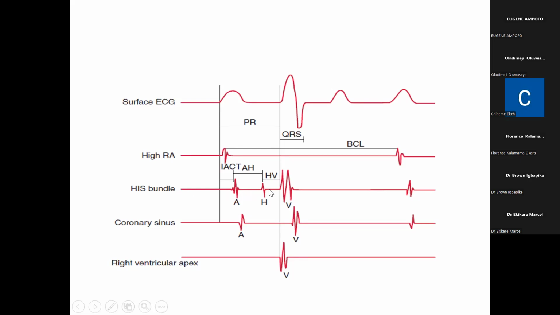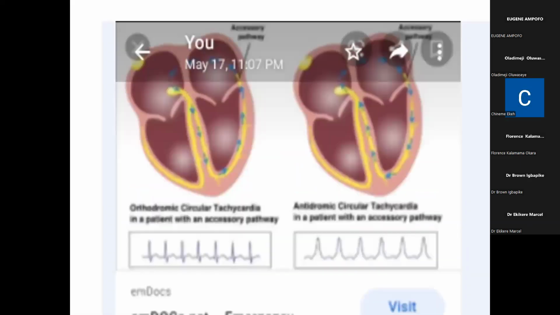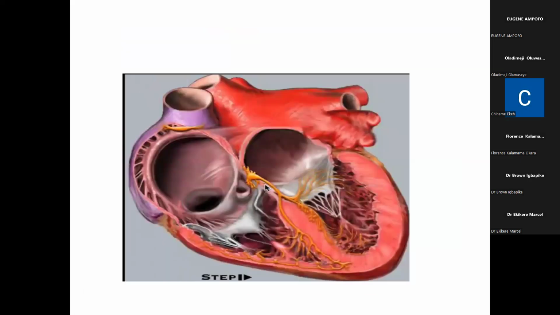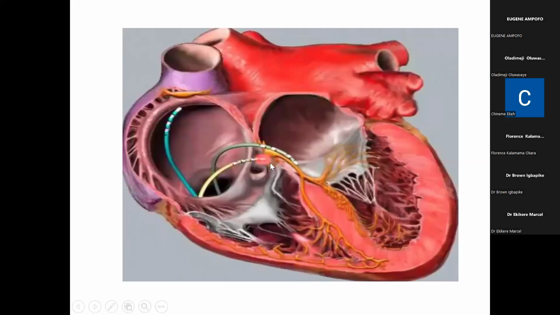Next is the HIS catheter. Remember, it's close to, touching the AV node, right? And the HIS bundle. So I'll show you the catheter once again so that you understand why you have these three waves. So you see the HIS catheter, it's touching the AV node.